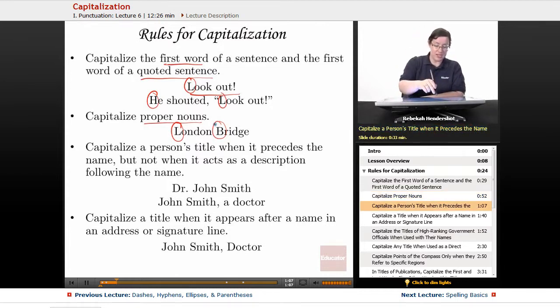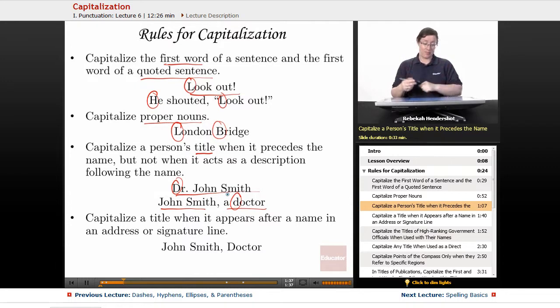You also capitalize a person's title when it precedes the name, when it comes before that person's name, but not when it acts as a description following the name. So let's say we're talking about a physician whose name happens to be John Smith. Well, if you write Dr. John Smith, you capitalize the D in doctor. You also abbreviate it, usually. But if you're just talking about him and you mention that he's a physician, you would just say John Smith, a doctor, and you don't capitalize the D in doctor because it's not his title in front of his name.